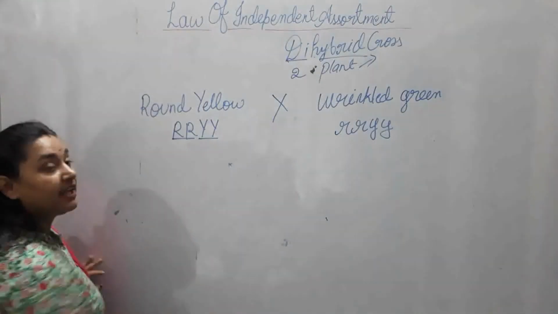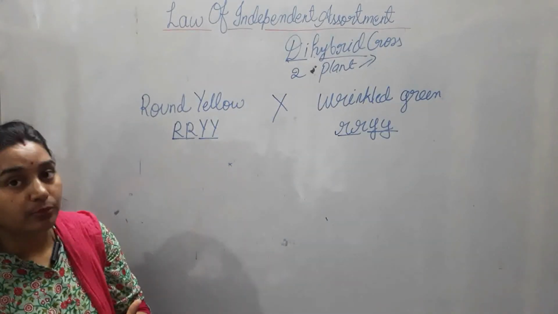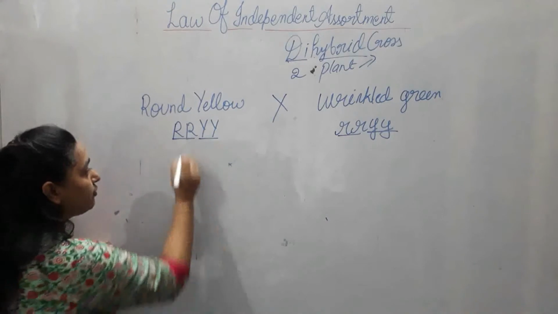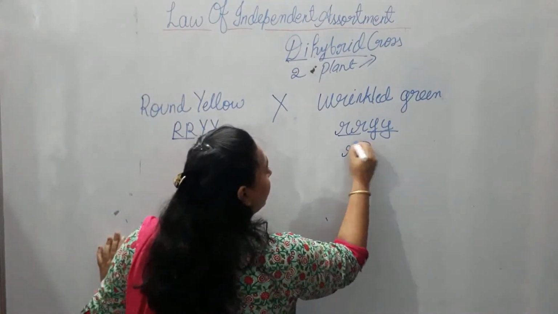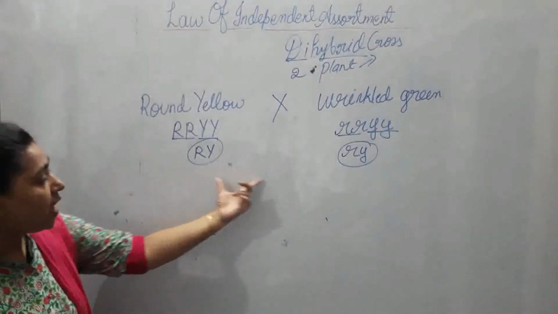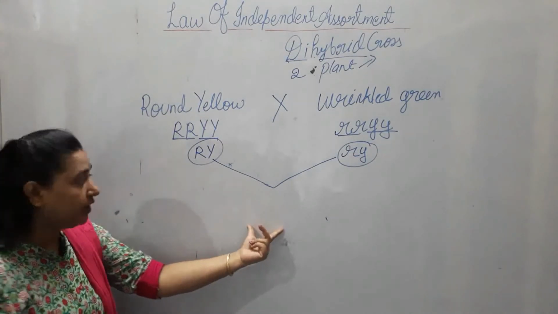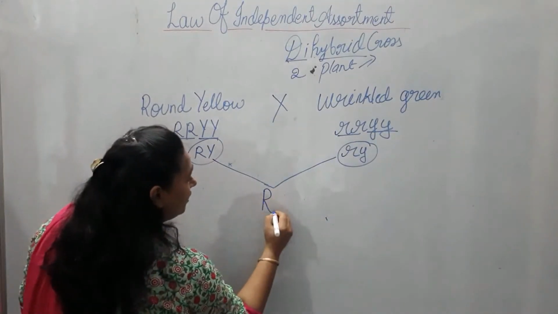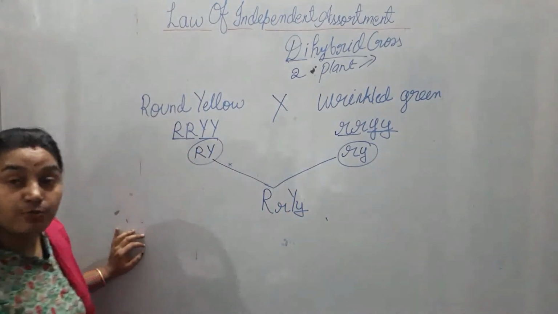At the time of gamete formation, out of two alleles, one comes into the gamete. So from here one R will come and from here one Y will come, right? In the same way here, r and y will come into the gamete. Now when these two gametes fuse and make the zygote, they join over here. So capital R, small r, capital Y and small y will be expressed here.